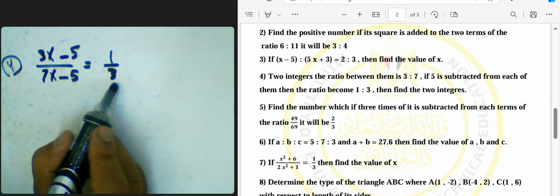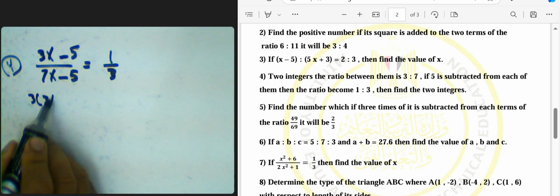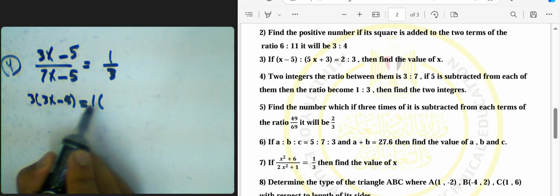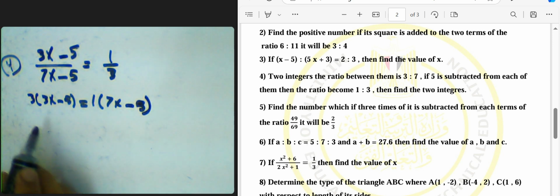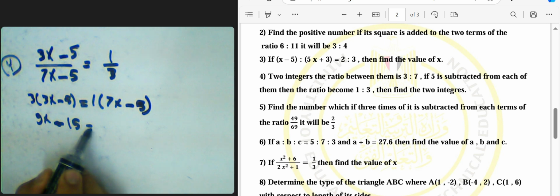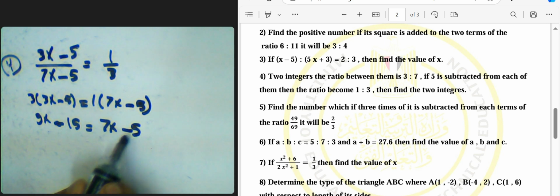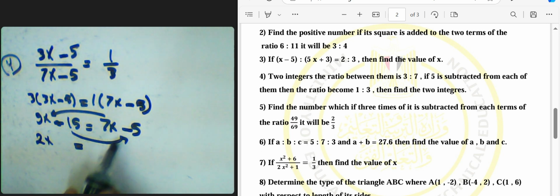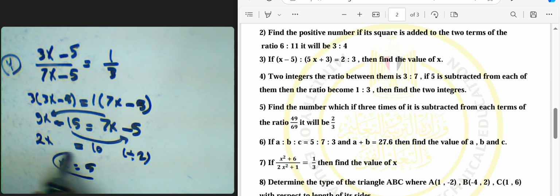And then we can use the rules: 3 times (3x minus 5) here, and 1 times (7x minus 5). 3 times 3 equal 9, and 3 times 5 equal 15. 1 times 7x equals 7x subtract 5. 9x minus 7x will be 2x. And negative 15 moved here, 15 minus 5 it will be 10. Then you can divide by 2 to find the value of x, it will be 5.